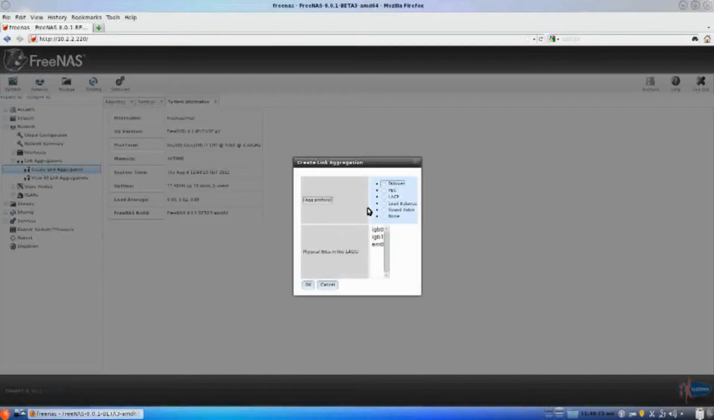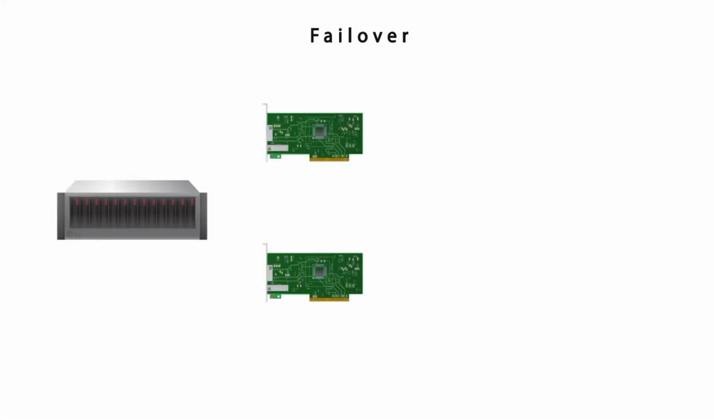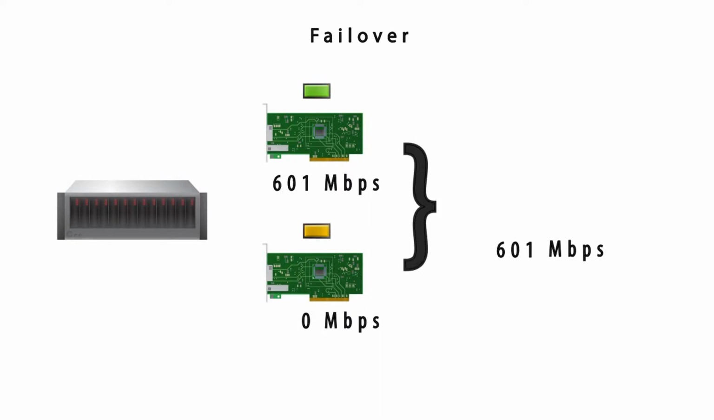You will see two sections to choose from, LAGG protocol and physical NICs. First, let's talk about the different options in LAGG protocol. Failover is the default protocol. Failover only sends traffic through an active port. The active port is referred to as the master, and any other connected ports are designated failover, and become active in case of any failure of the master port.